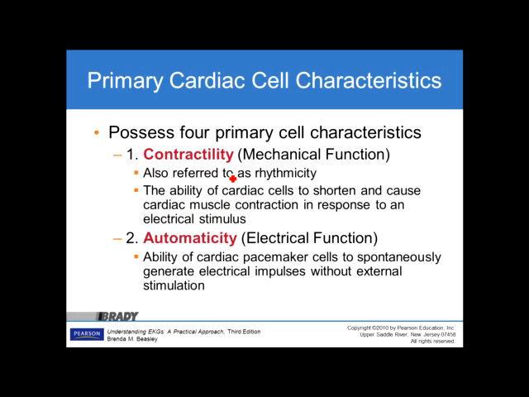Alright, quick review on this again. Four basic cell characteristics. They have the ability to contract. This is a mechanical function. They all have automaticity.